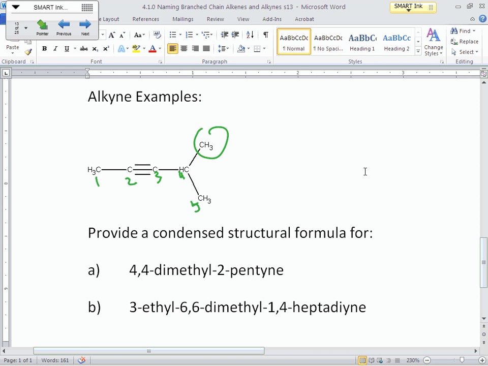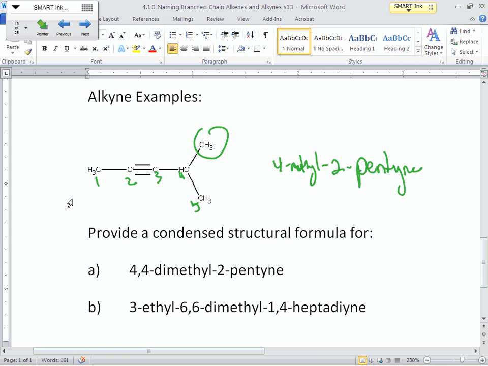So what's my base name on this? What's the end part? It's a pentyne. But I do need a number to define where that is. Yeah, it's a 2-pentyne. And now I can have a dash here. And now I need my branch. It's a 4-methyl. You know what? Actually, 4-methyl. That's good. That's a good name.